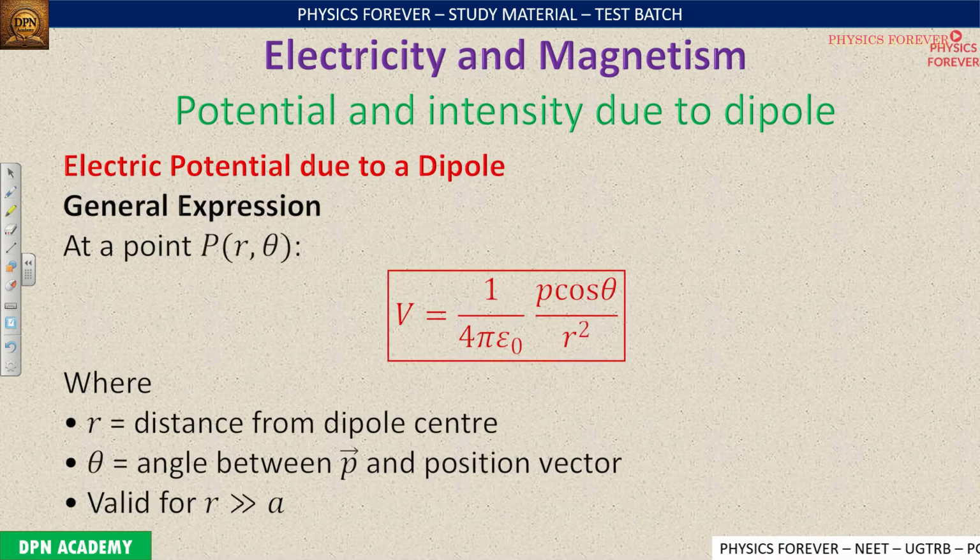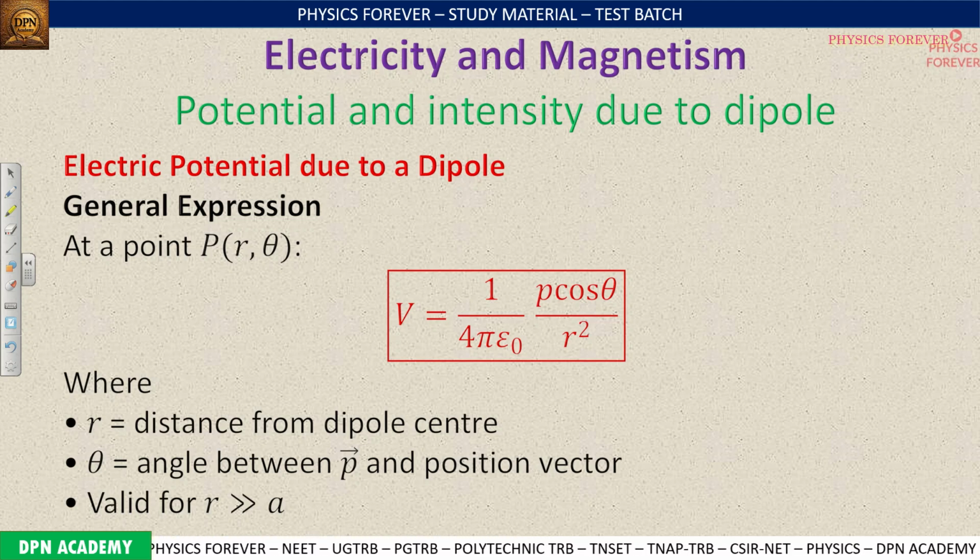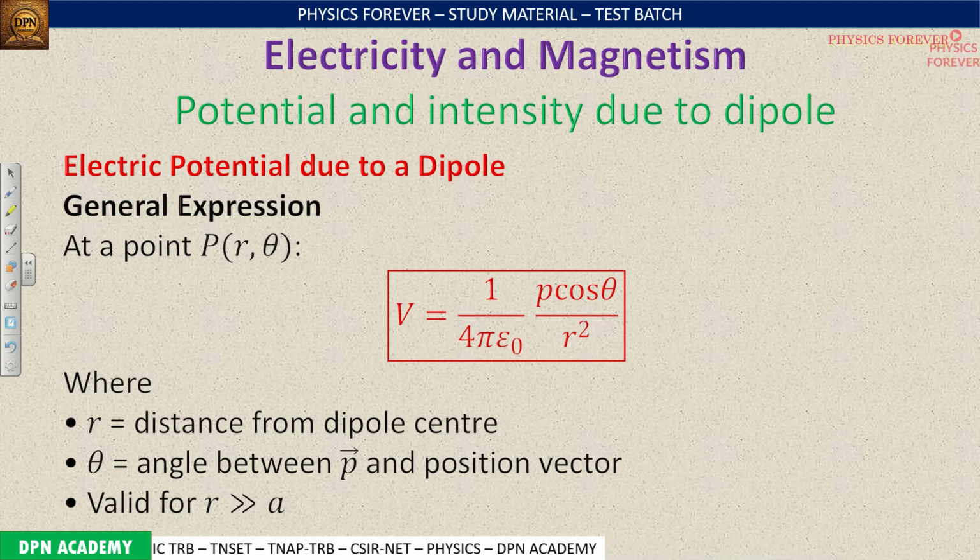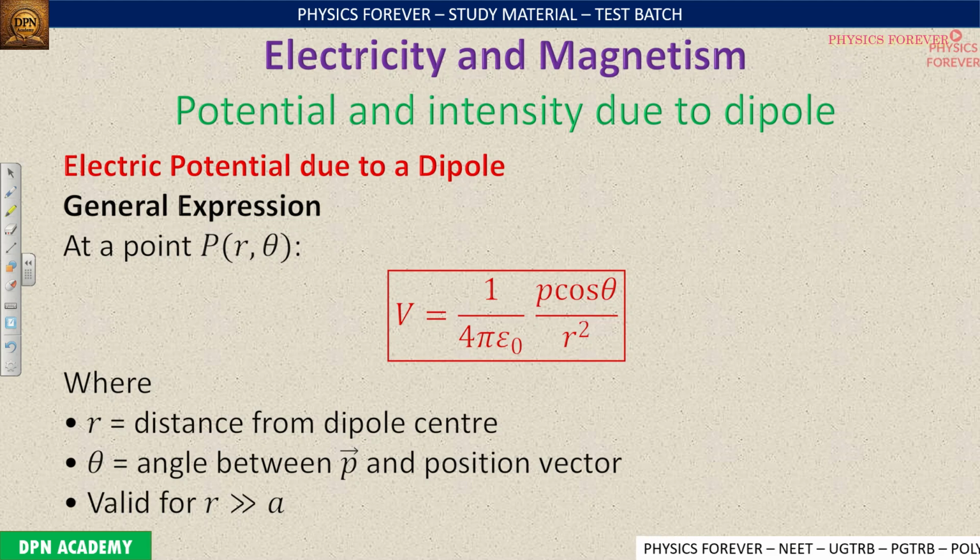So the electric potential due to a dipole, how to define it at a point (r, theta): the potential V can be defined as 1 by 4 pi epsilon naught, p cos theta by r square. Here r is the distance from the dipole center, and theta is the angle between the p vector and the position vector. It is valid only for r greater than a.